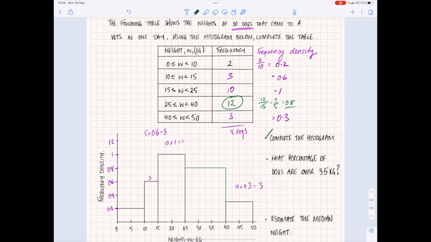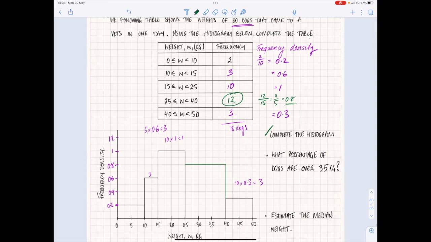Okay, so that's the first bit done. We've completed the histogram, we've filled in the table. It says, what percentage of dogs are over 35 kilograms? Okay, so now let's look at how we can use the table and the bar chart to work together to answer this. So over 35 kilograms means I'm looking at this point here. This is my line at 35. Well, I know there are 3 dogs there, because that was 10 wide, 0.3 up, so it gives me 3. Also, I've got my frequency filled in there.